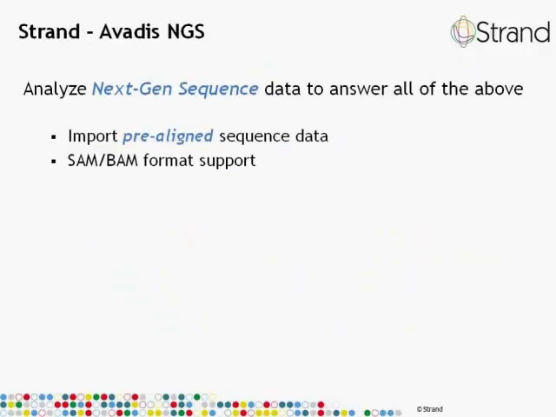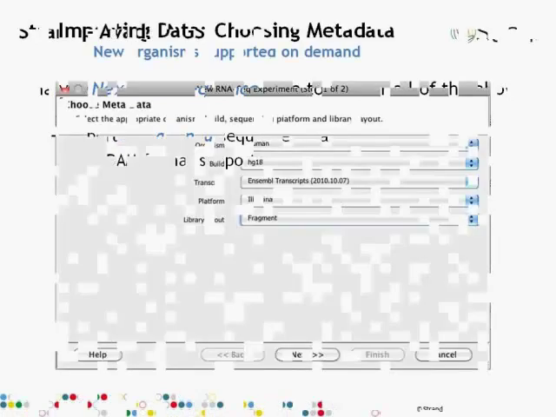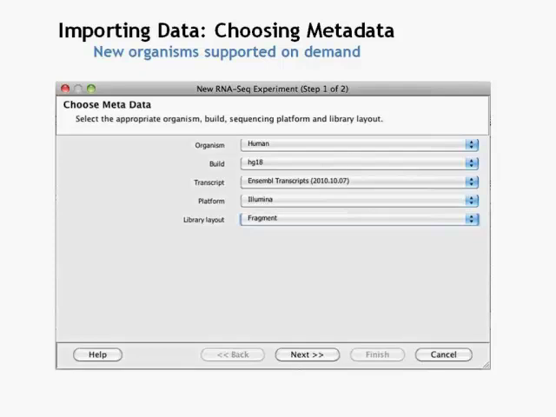To start with, the data needs to be imported into Avadis NGS. We have chosen to support the SAM and BAM format as the main import format for pre-aligned data, and this is the de facto standard. Avadis NGS pre-packages annotations from humans and other model organisms. These pre-packaged annotations include reference sequences, dbSNP IDs, transcript annotations, and so on. In addition, various versions of genome annotations are updated at regular intervals and made available to the user. You can update these by using the annotation update feature of the tool with a couple of simple clicks.